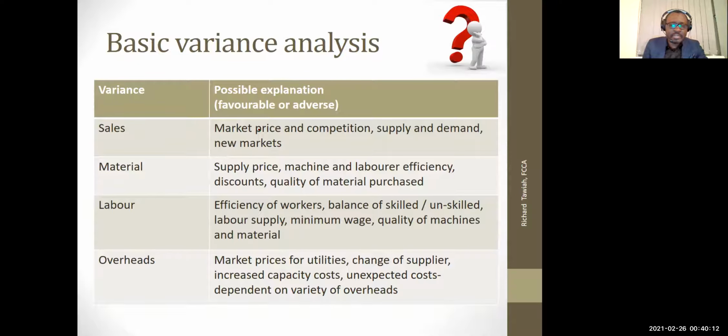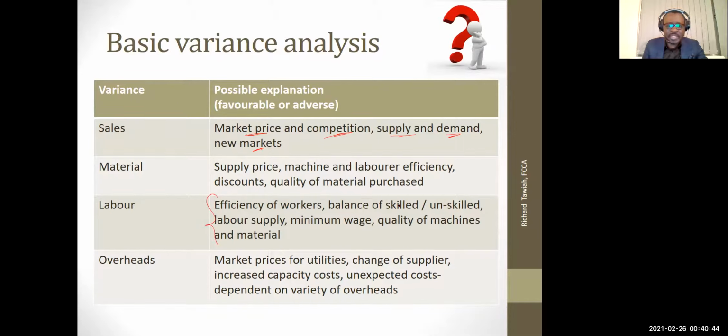So like I said, there could be market price, there could be competition, supply dropped, demand increased, demand dropped, okay? New markets popped up, okay? What about material? Could be prices, there could be issues with labor efficiency or machine efficiency, there could be discounts from suppliers, and also maybe quality of the materials we purchased. Labor, same scenario, we could have a number of reasons why labor cost has risen or has decreased, and a number of them have been cited here for reference, okay?